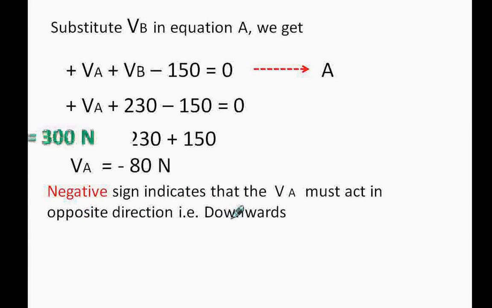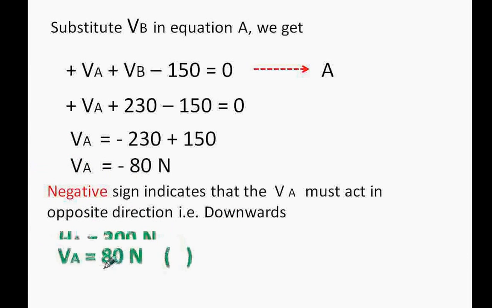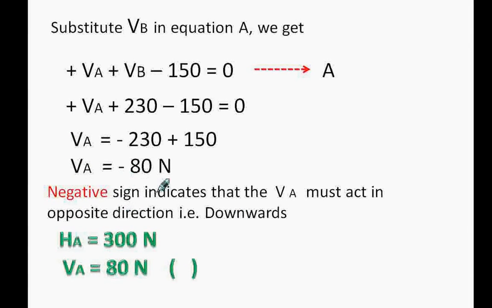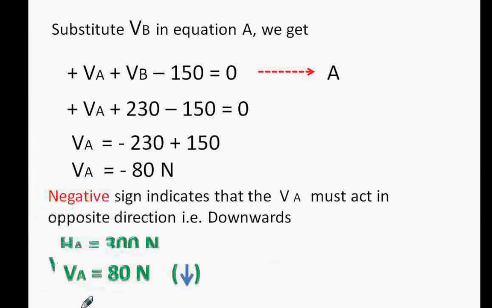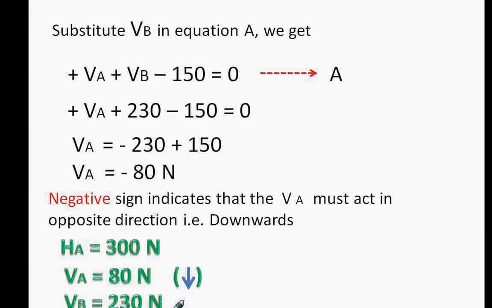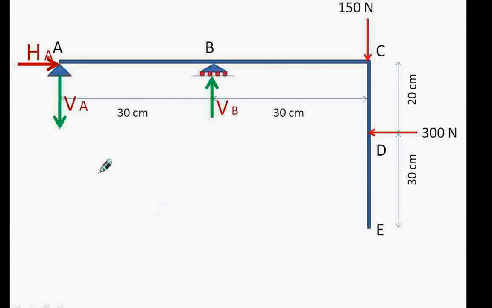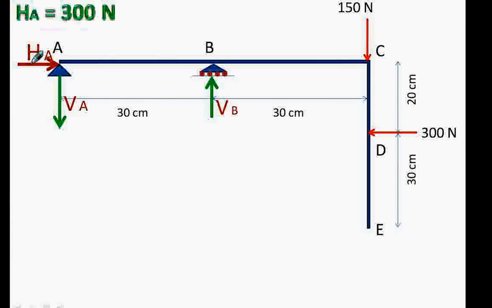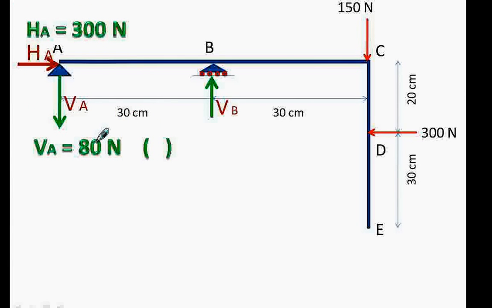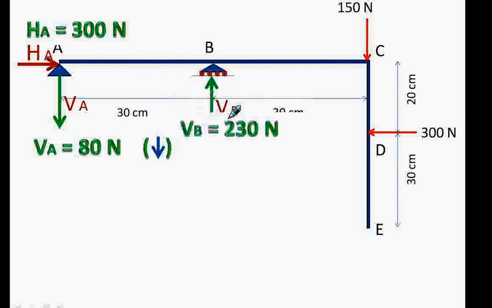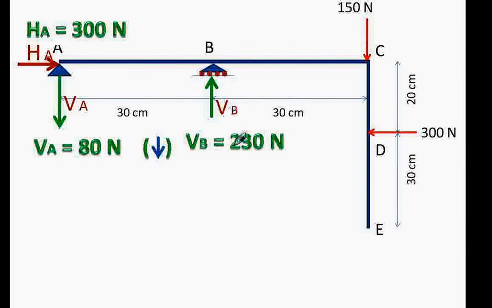So we have calculated HA already, 300 Newton, and VA just now, 80 Newton, but acting downwards. So the reaction at A is HA acting 300 and VA acting downwards 80 Newton, which are asked to calculate, and we have done that. And also we have calculated VB, even though it is not there in the question, but it is a must to calculate. So VB is 230 Newton.